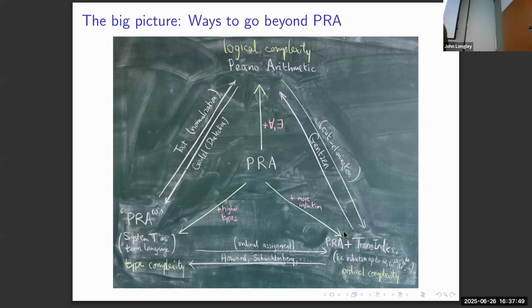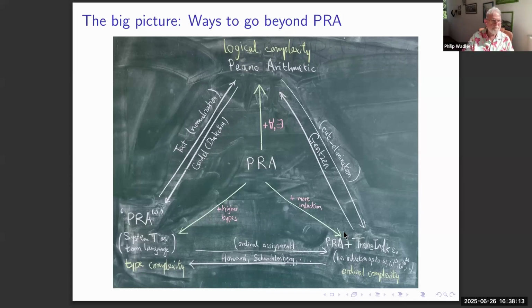Sorry if I didn't make the best decision there. And does PRA plus transfinite induction have another name? No, it would just be abbreviated to TI less than epsilon 0, but that would be the standard name for it.